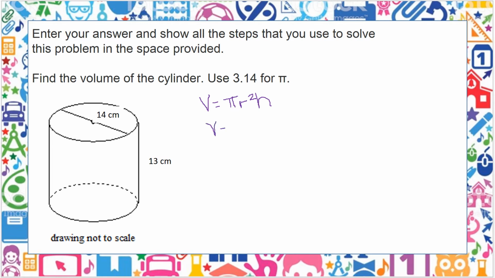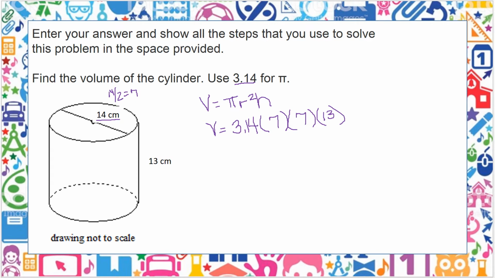So our formula for this is V equals pi r squared times the height. So we're just going to plug in what we know. We're looking for the volume. It says use 3.14 for pi. We're going to multiply the radius twice. And then the height is 13.